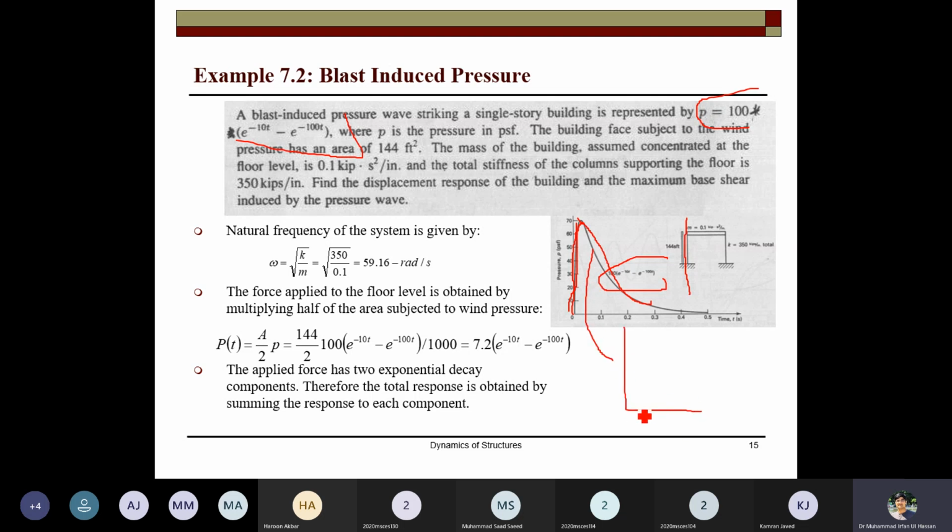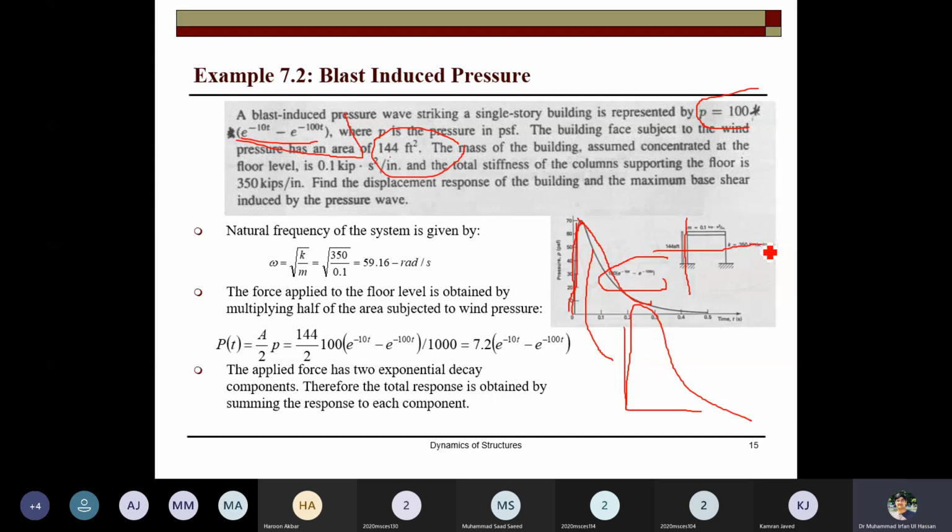Because it is increasing first, then it is decreasing. So you can make this curve by putting in different values of the time. If you put them in, you will get the same curve by changing the value of t. And now the exposed area of this building is 144. The area used will be the same as the one you use for wind loading. That's why they are writing that.